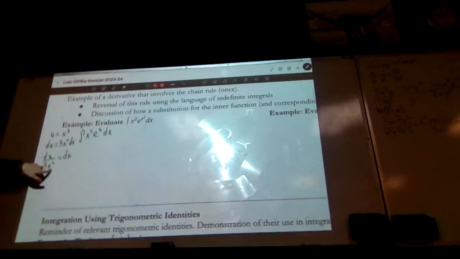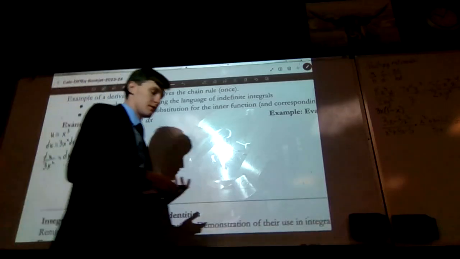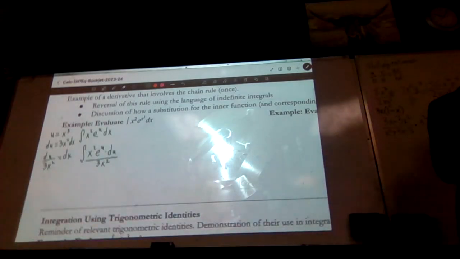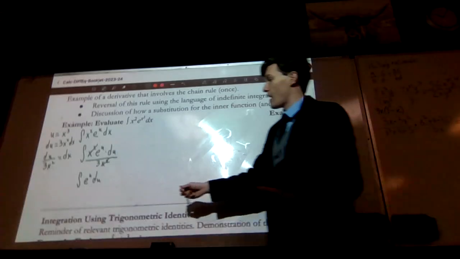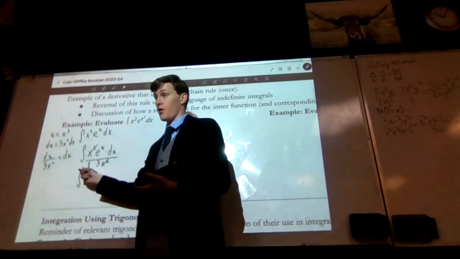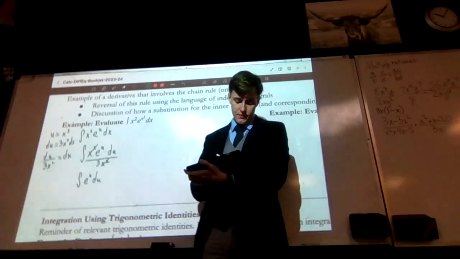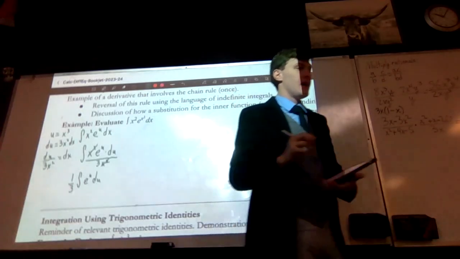And notice what's in our denominator here and what's in our numerator. We have an x squared. So what are those two going to do when I input it? Well, let's see. We get the integral of x squared e to the u times du all over 3x squared. The x squareds are going to cancel, and we're left with the integral of e to the u du. And I'm actually just going to toss the over 3 onto the outside, 1/3 here.